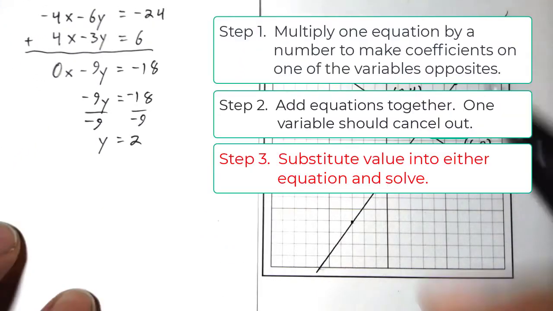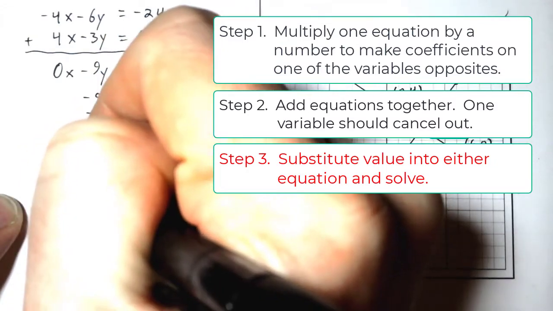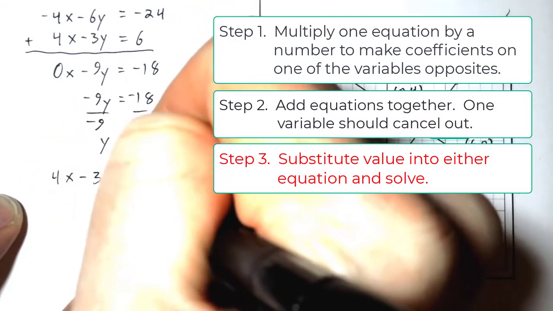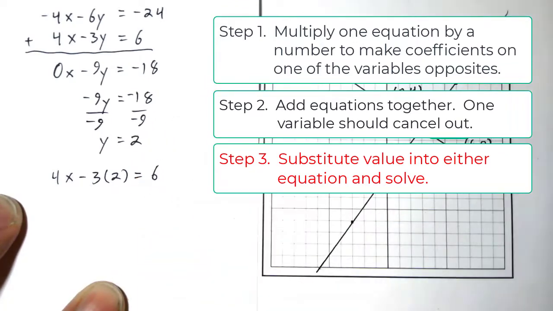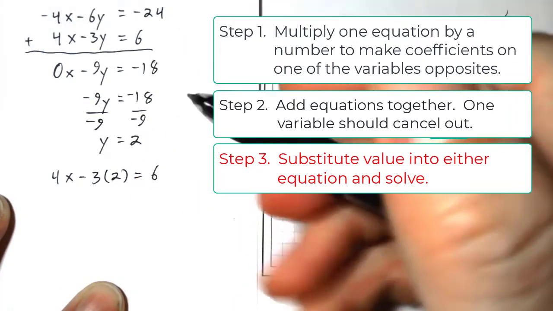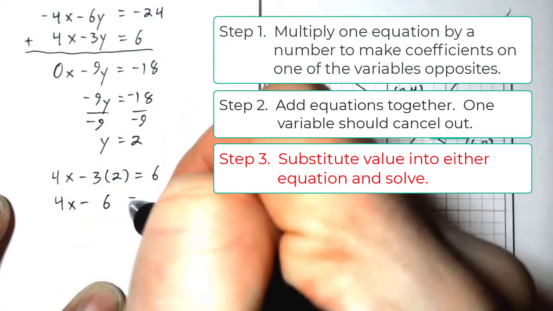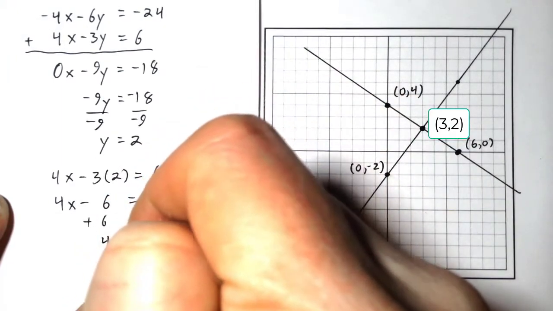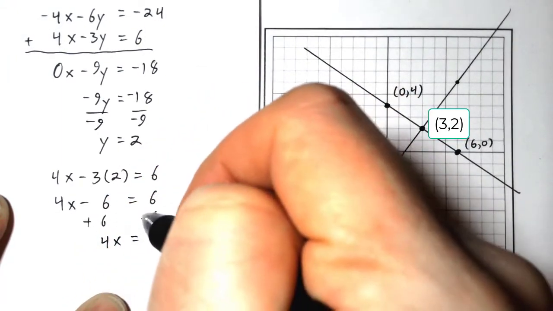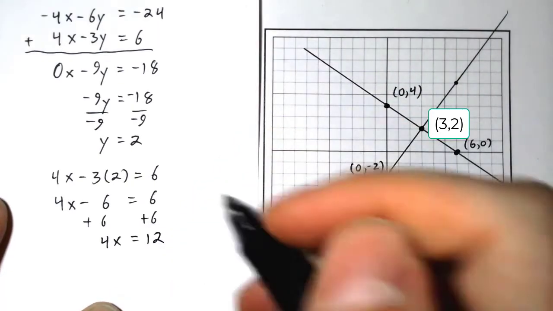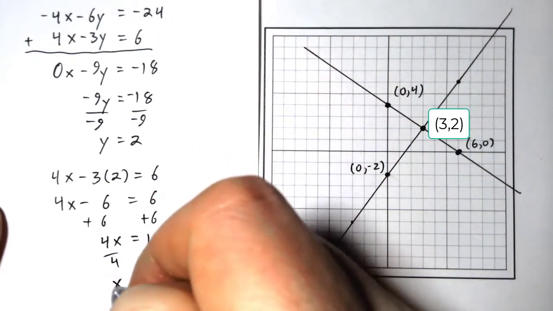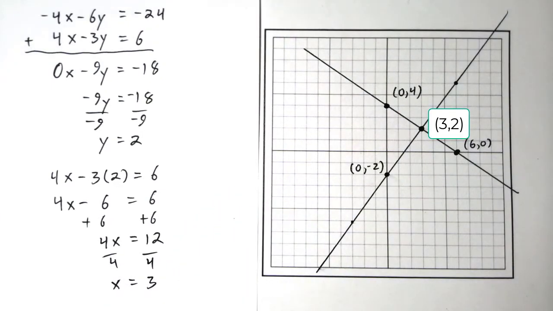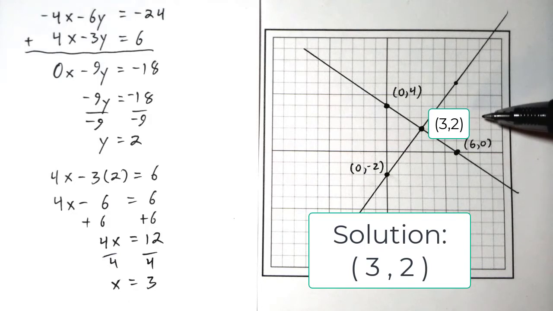All right, so let's take that second equation. But in place of y, I'm going to insert 2, because we know that's what it is. Okay, so let's simplify this. We're solving for x, so let's add 6 to both sides. Let's divide both sides by 4. And we see x equals 3. Right? Which is the solution that we got right here. So the graphing method and this method produced exactly the same answer.